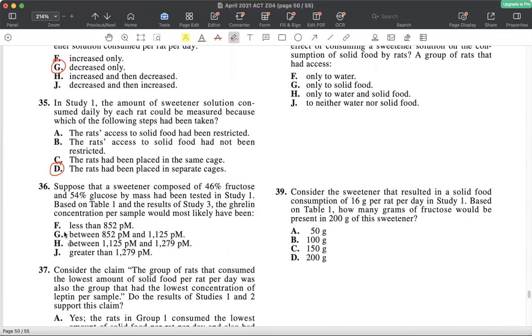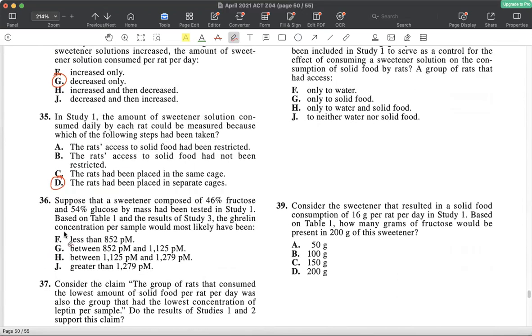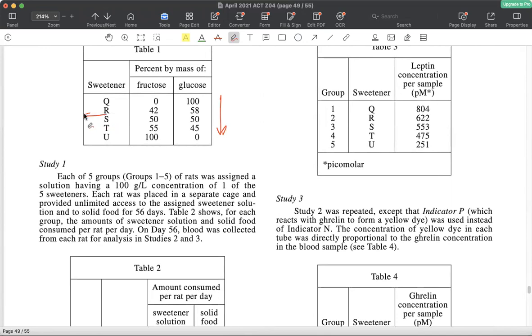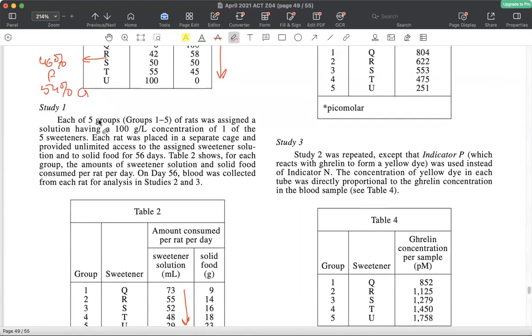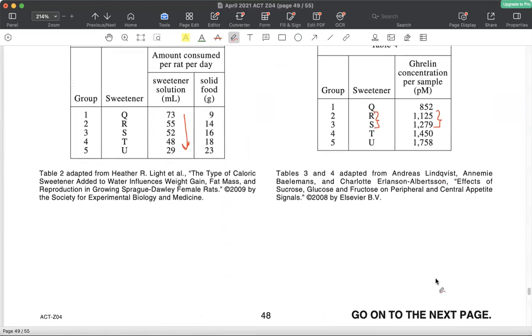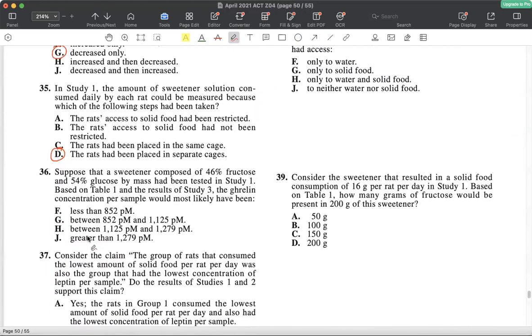Suppose that a sweetener composed of 46% fructose and 54% glucose by mass had been tested in study 1. Based on table 1 and the results of study 3, the ghrelin concentration per sample would most likely have been... Okay, so 46% fructose and 54% glucose. So we are here somewhere, right? 46% fructose and 54% glucose. So we are between R and S. So if you're between R and S, then the ghrelin concentration would be between 1125 and 1279. Okay.